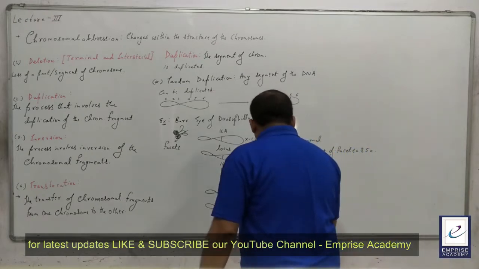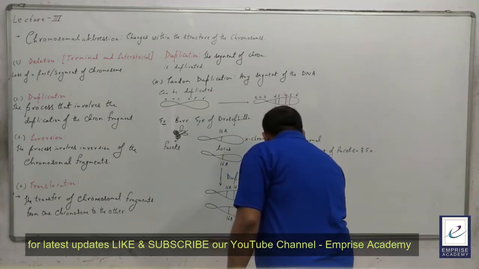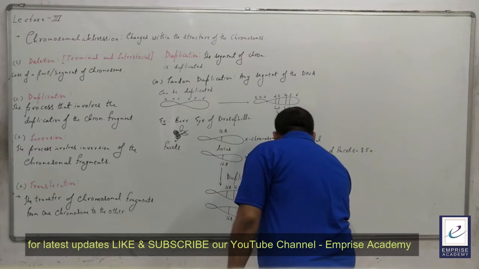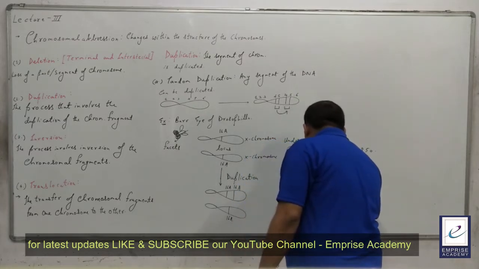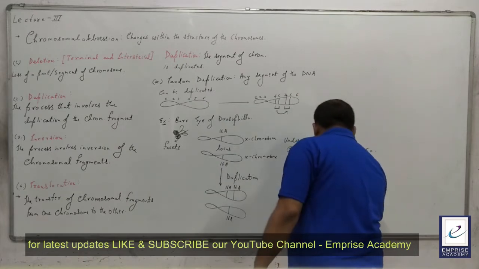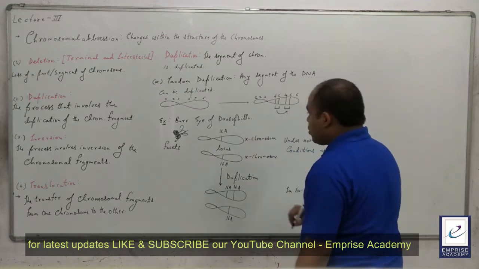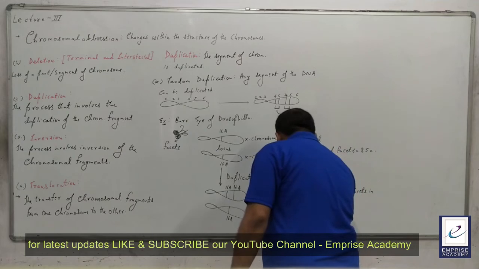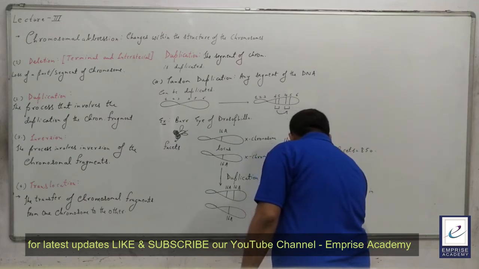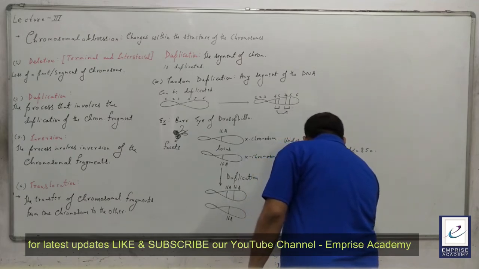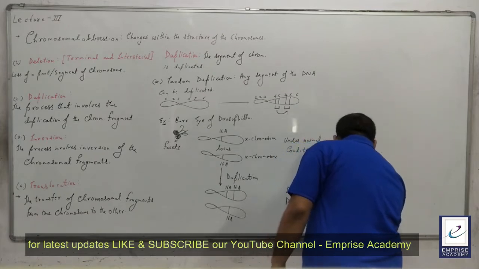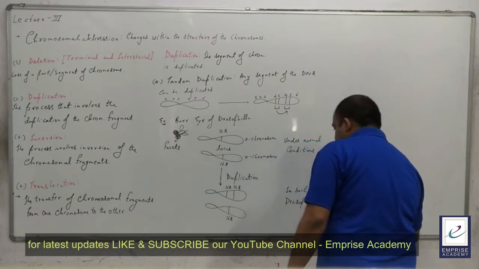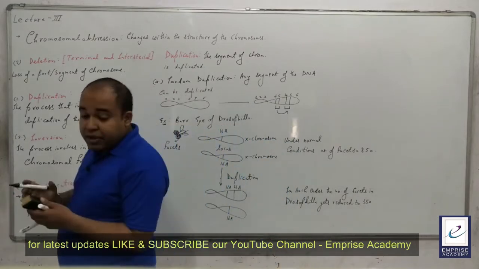So in such cases, the number of facets in Drosophila gets reduced to 350. Hence, what problem will come from this?